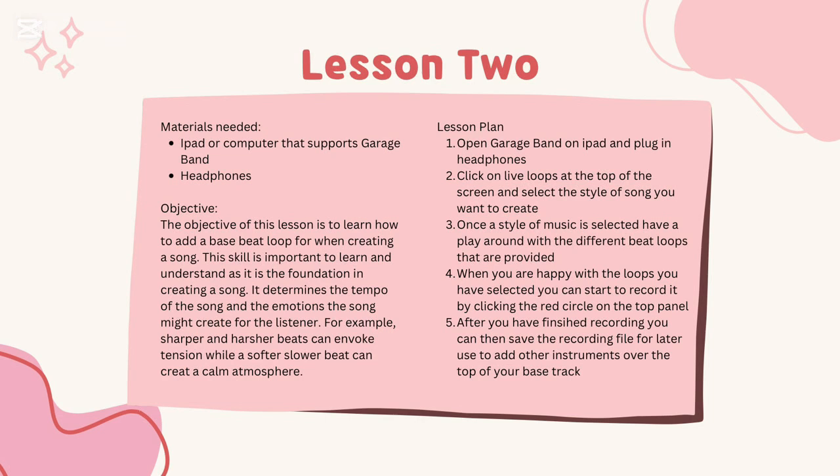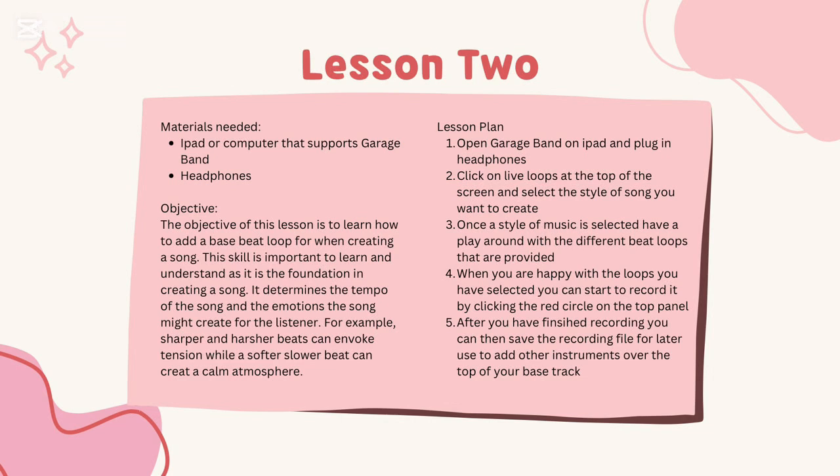Lesson 2. Objective. The objective of this lesson is to learn how to add a bass loop when creating a song. This skill is important to learn and understand as it is the foundation in creating a song. It determines the tempo of the song and the emotions that the song might create for the listener. For example, sharper and harsher beats can evoke tension, while a softer, slower beat can create a calm atmosphere. Materials needed are an iPad or computer that supports GarageBand and headphones.